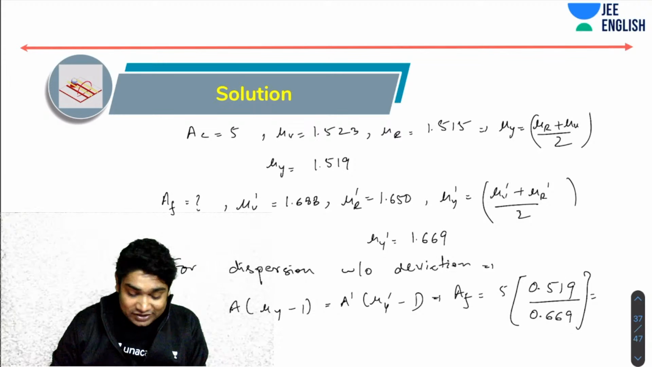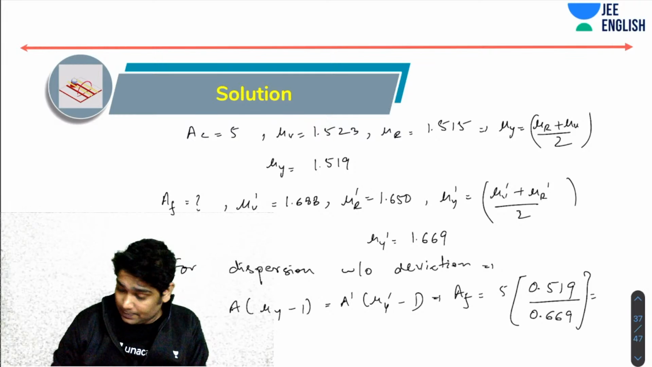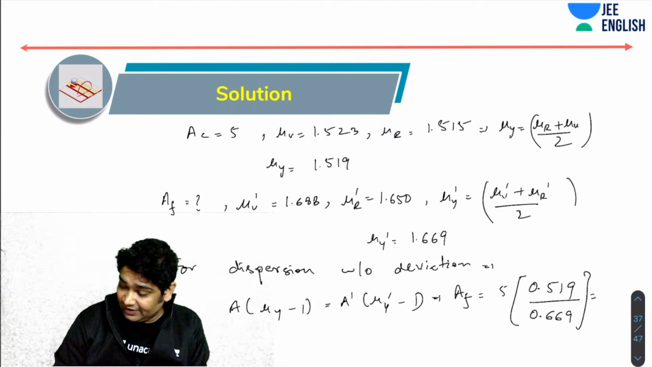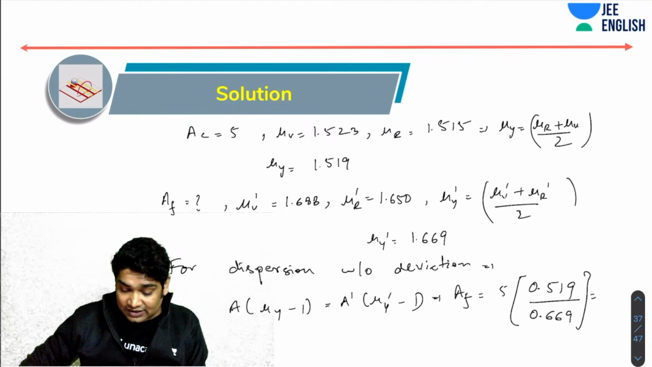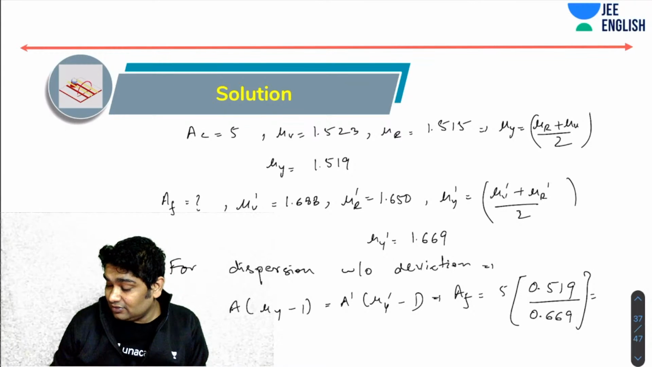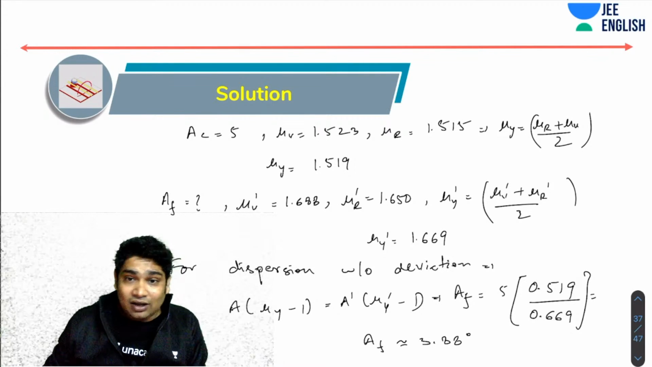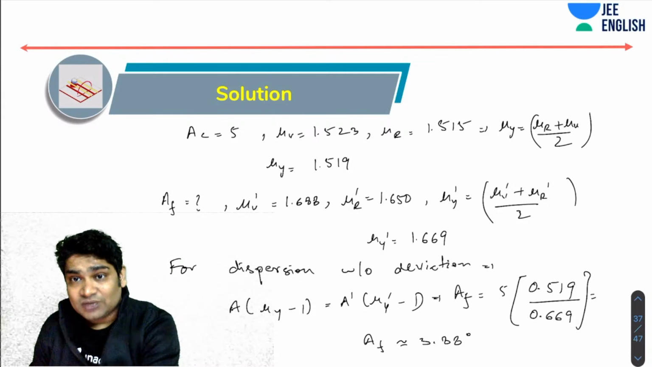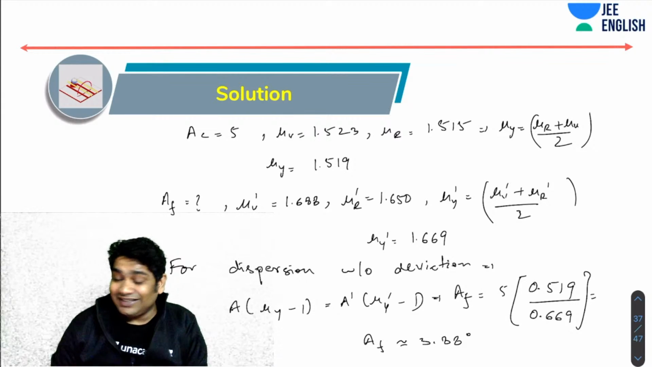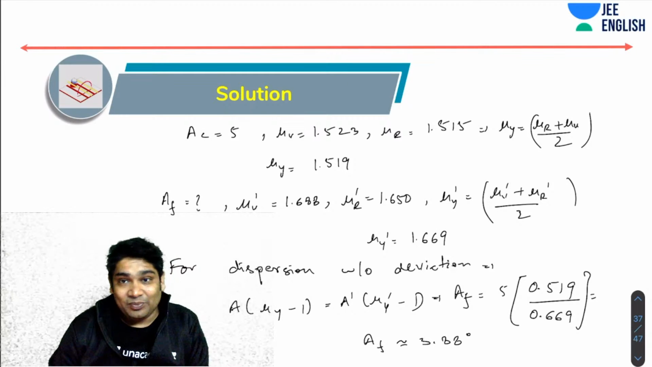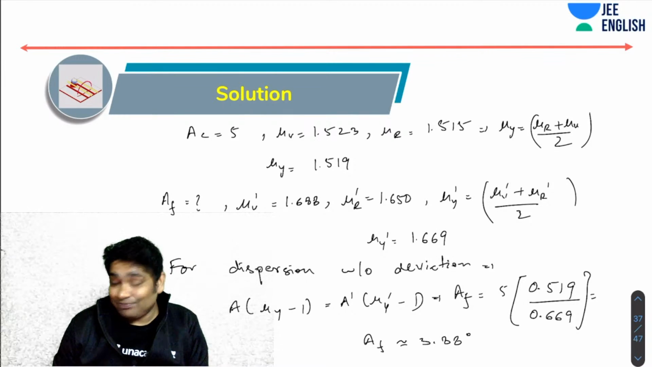Now, there is nothing difficult in this question. Let's just quickly calculate this value. 0.519 over 0.669 times 5. So the angle is roughly 3.88. The angle of the flint glass is roughly 3.88 degrees. If you have a flint glass prism of angle 3.88, if you connect it with this crown glass prism, then that would produce a dispersion without a deviation.